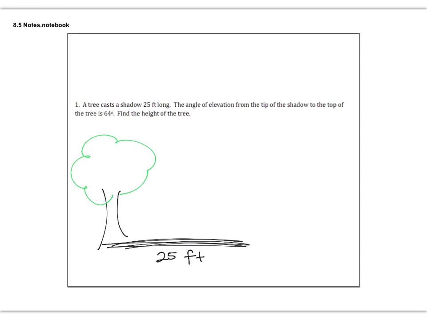The angle of elevation from the tip of the shadow to the top of the tree. So here's the tip of the shadow. Here's the top of the tree. The angle of elevation right in here is 64 degrees. Find the height of the tree. So what we're looking for is that right there. This would be a right angle. I can call this height of the tree X or H, and I'm going to solve for that.